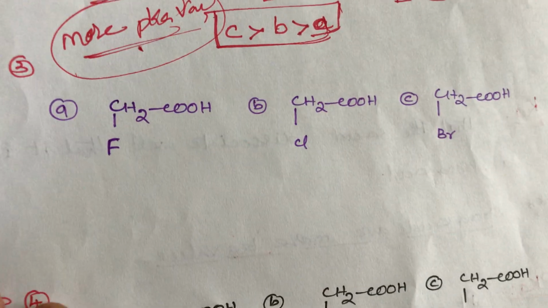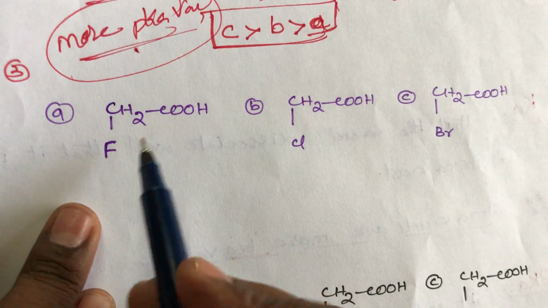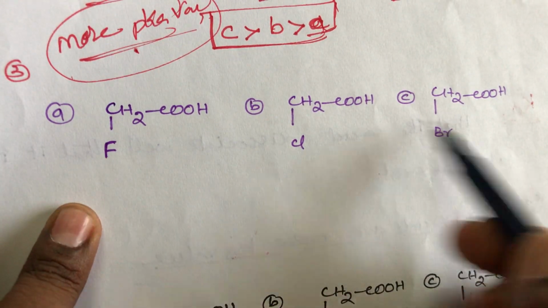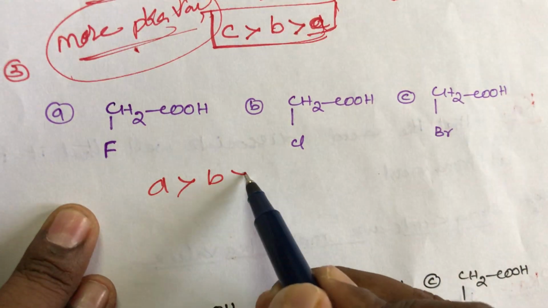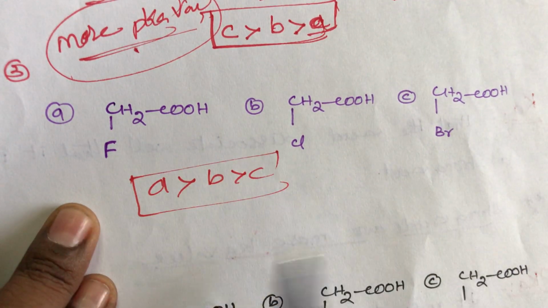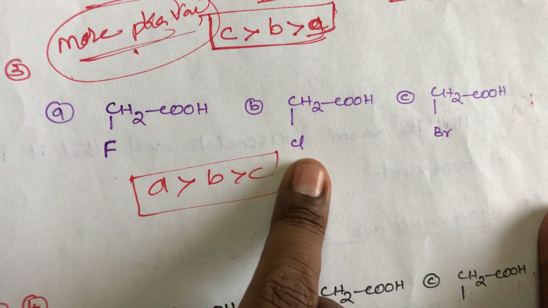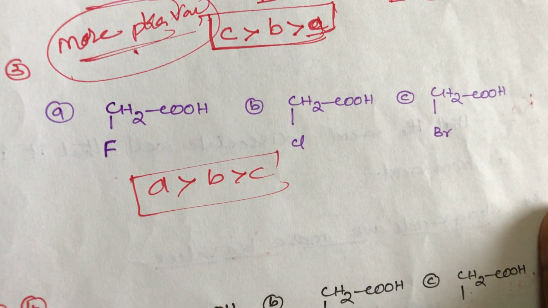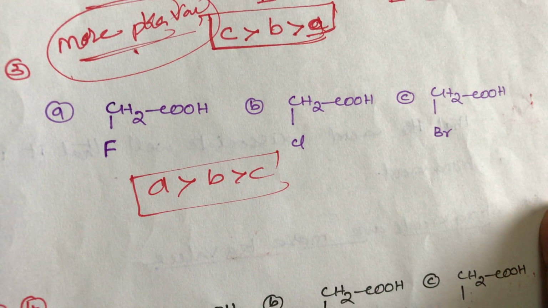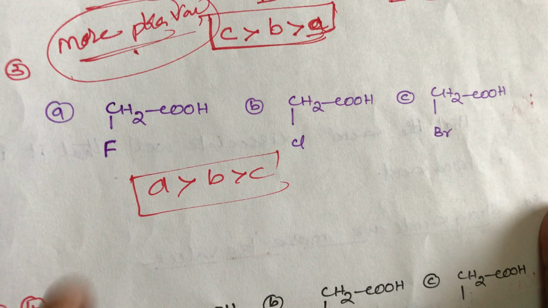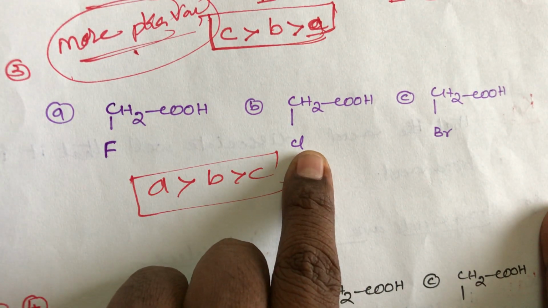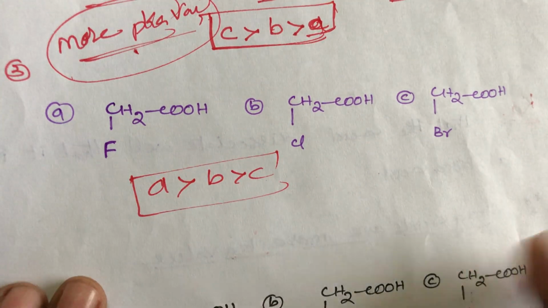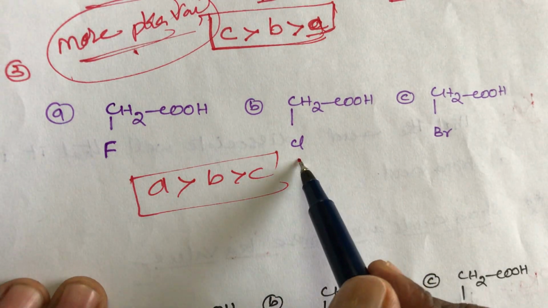Now take another example, students: fluoroacetic acid, chloroacetic acid, bromoacetic acid. Out of these three, which is more acidic? A is greater than B, and B is greater than C. Among fluorine, chlorine, bromine, iodine, fluorine is the strongest minus I group, then chlorine, then bromine. Acidic strength is directly proportional to the minus I effect, so A is more acidic than B, and B is more acidic than C.